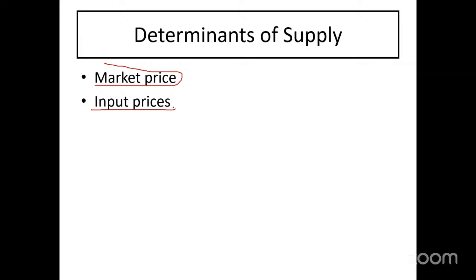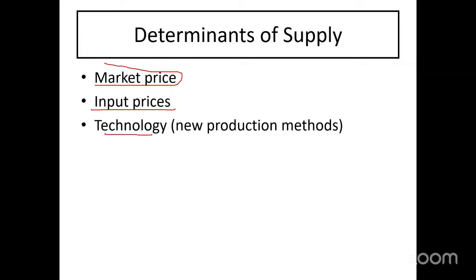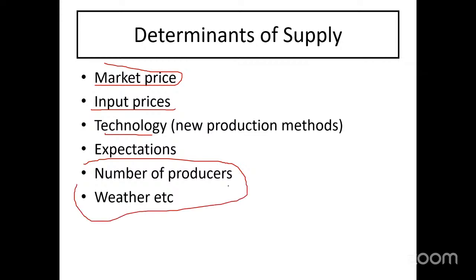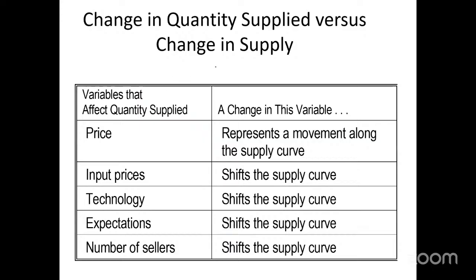Again, the determinants we discussed: the market price, and also input prices, and the technology change, and other factors we also tried to identify. But some of the factors depend on the nature of the product, for example, weather. But the key main factors, let's say, are the number of producers, technology, input prices, and market price.